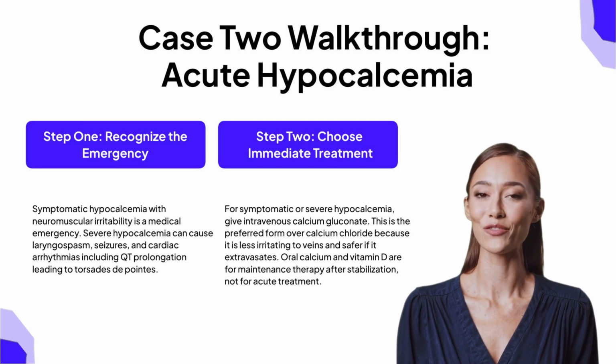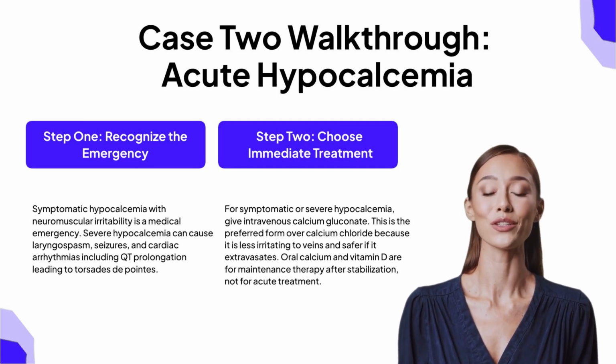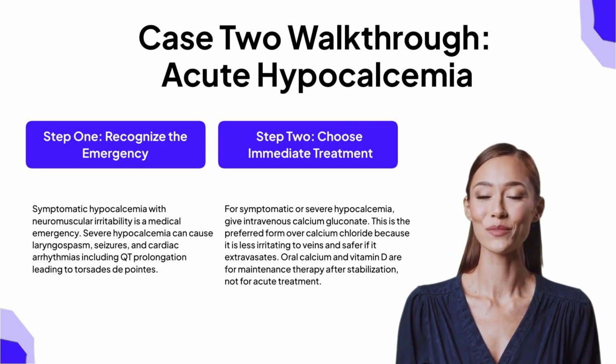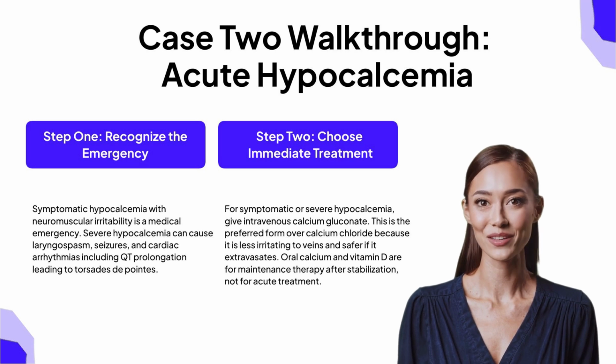Wrong answers the test writers love to include: oral calcium carbonate, oral calcitriol, checking magnesium before treating, or observation. While you should check and replace magnesium, this should not delay calcium replacement in a symptomatic patient. Correct answer: intravenous calcium gluconate.